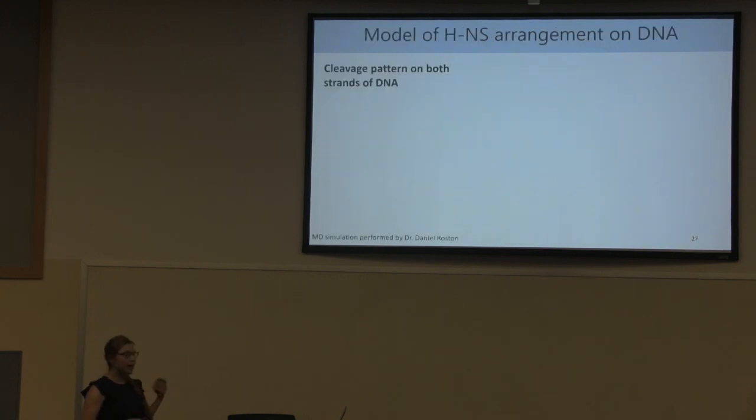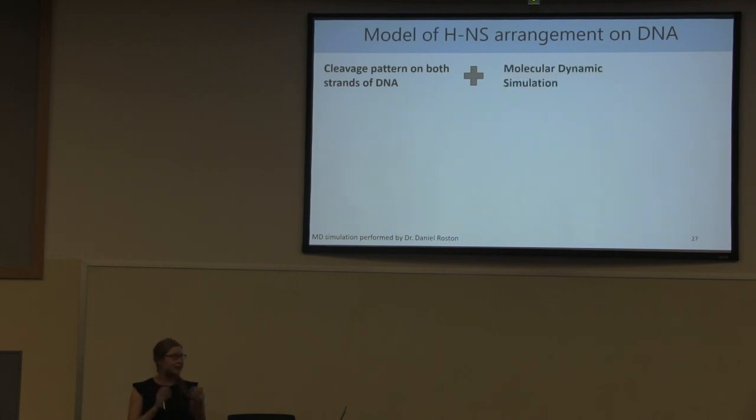So I took the cleavage pattern that I just showed you before and combined it with the cleavage pattern on the other strand of the double-stranded DNA. And then I also worked with Daniel Roston, who was a postdoc in our lab for just a little bit of time. And he helped me do some molecular dynamic simulations to basically predict where this iron EDTA bound to HNS might cut the DNA. And I wish I had time to tell you about all the great work he did, but I'm just going to tell you he did it, and it's great.